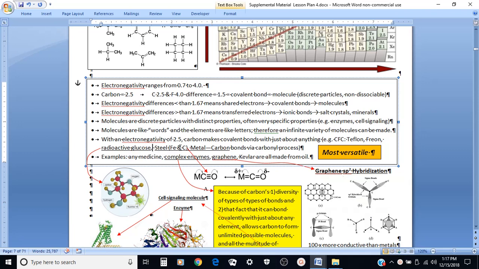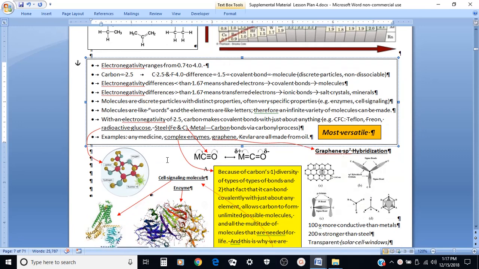Fluorine can bond with metals. For example, steel is an alloy of carbon and iron, right? And other metals bond with carbon via what's called the carbonyl process, which is shown down here, all right?